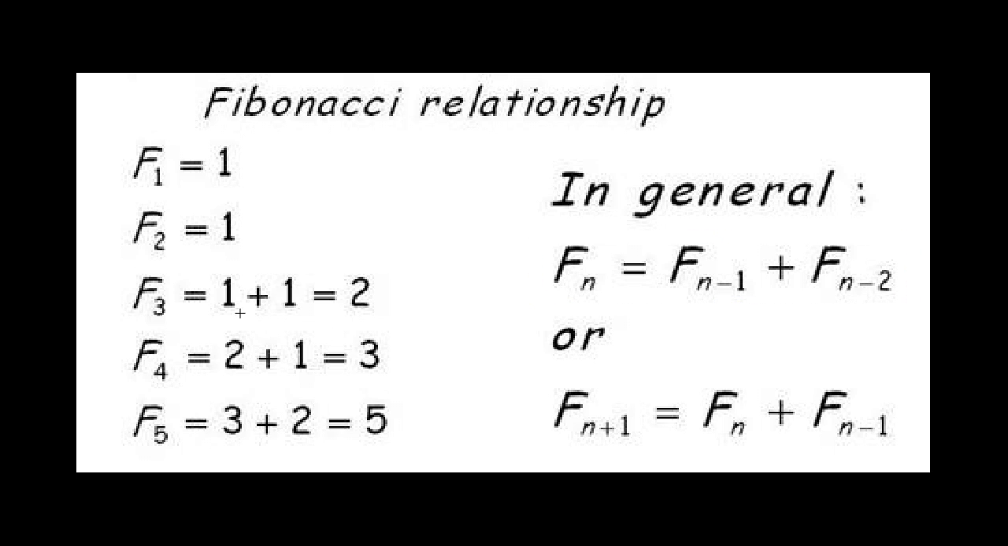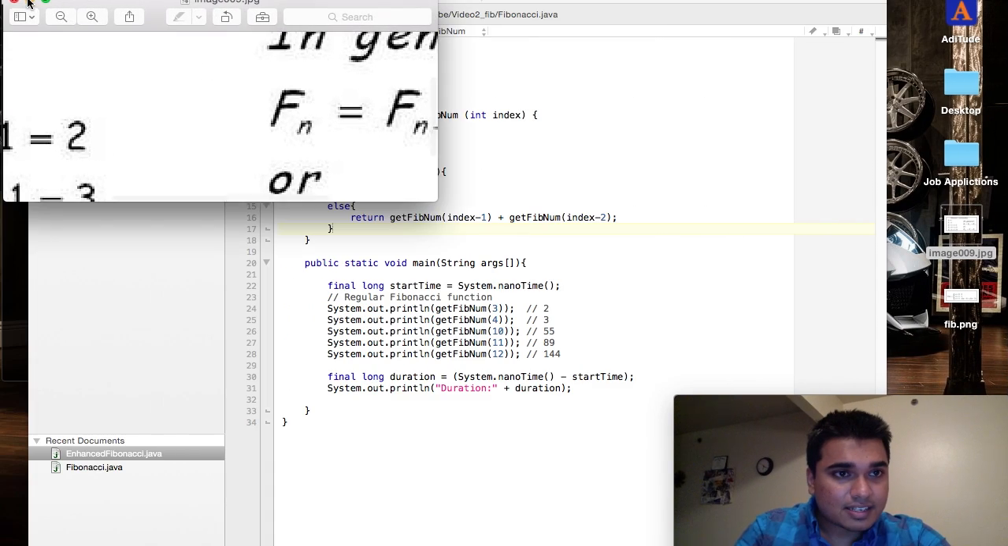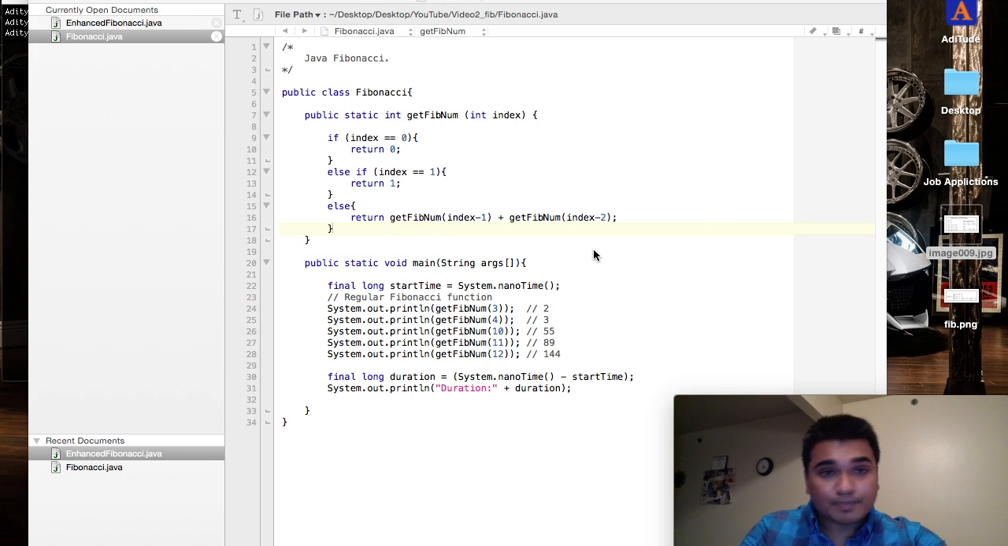So the third term will be second plus first, which is 1 plus 1, and that gives us 2. Similarly, the fourth term is 2 plus 1, that gives us 3. And so on. So that's the Fibonacci sequence, and a Fibonacci number is a term in that sequence.